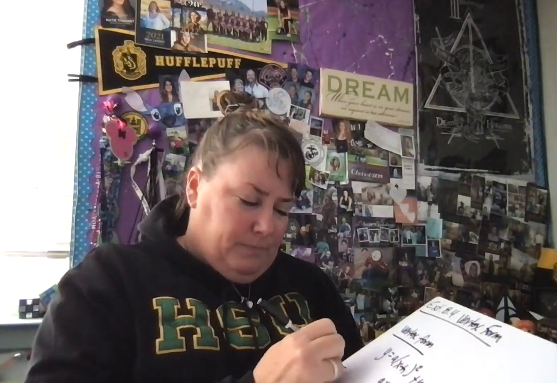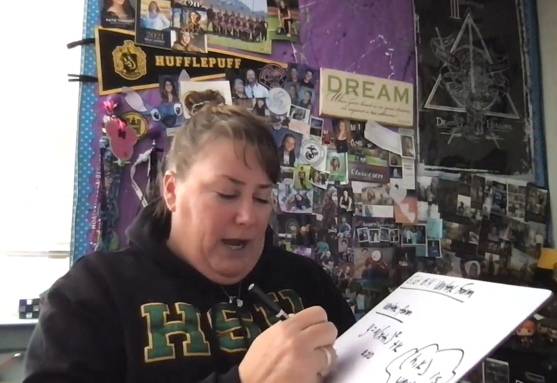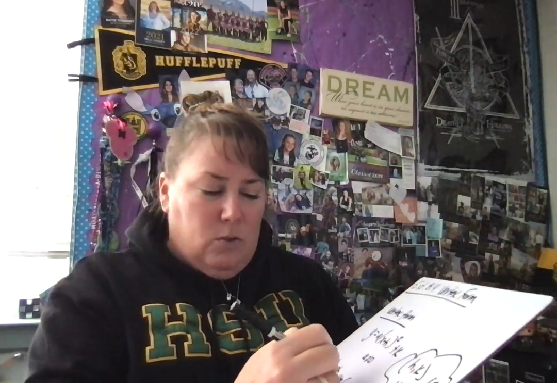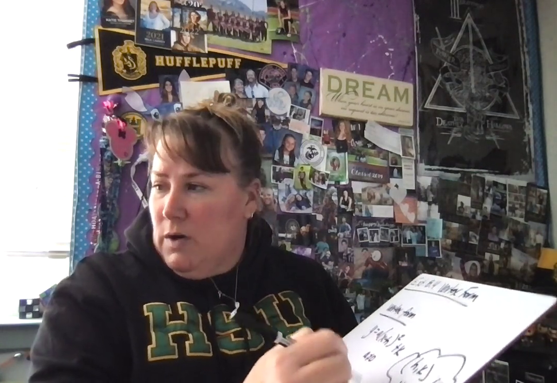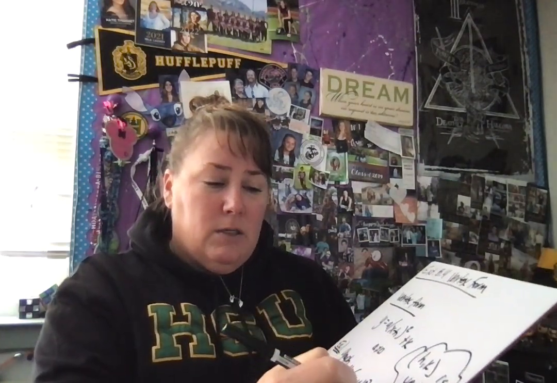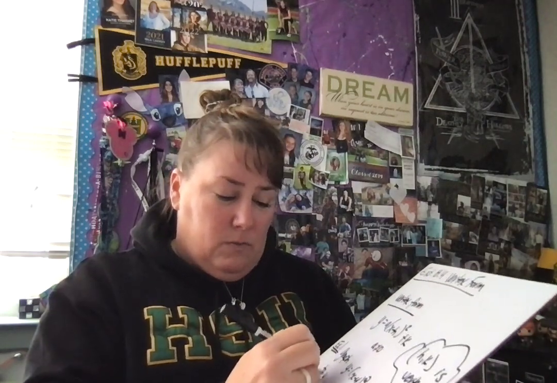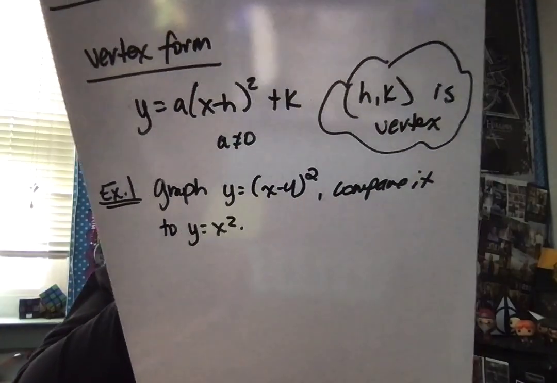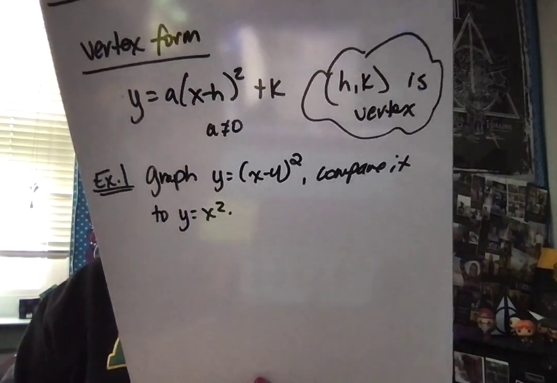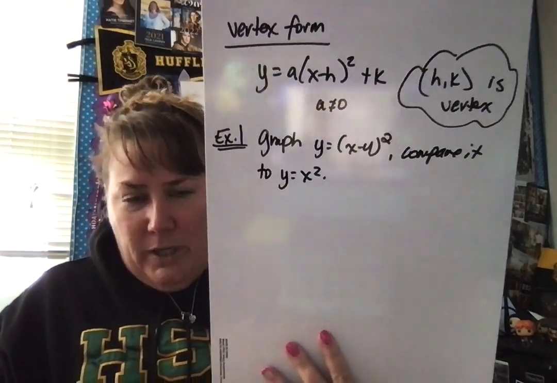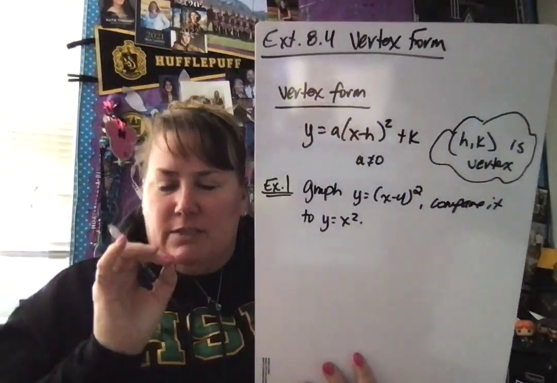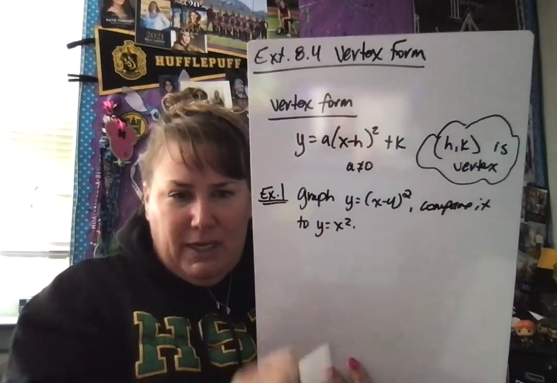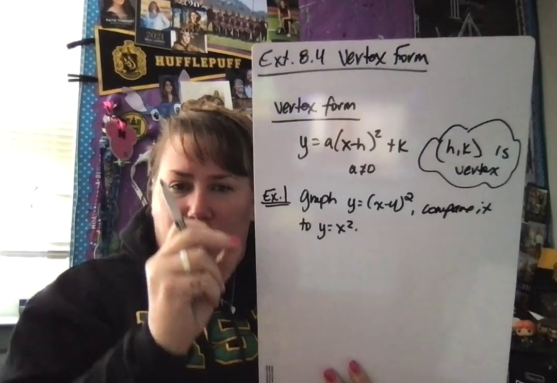Here we go. Example 1. We're going to graph, as in every other problem, y equals the quantity x take away 4, squared, and we're going to compare it to the parent y equals x squared. Okay. You do not need to find the axis of symmetry. You do not need to square this. Actually, multiply it out. You do not have to do that. All you have to do is identify your vertex and go from there.